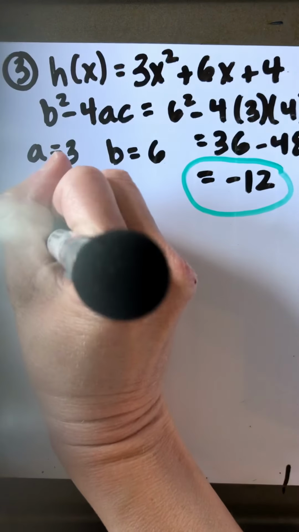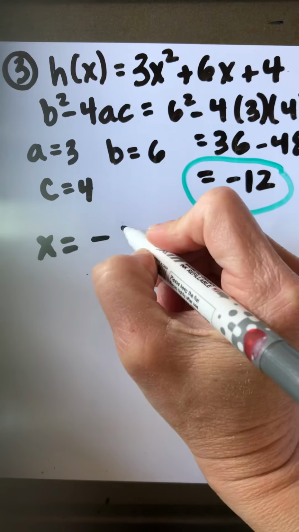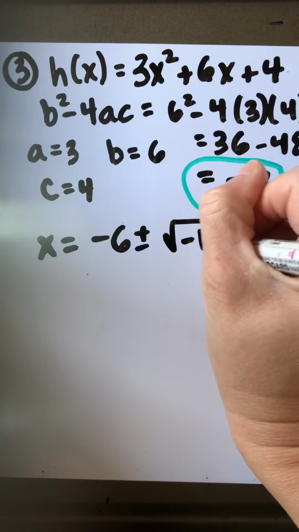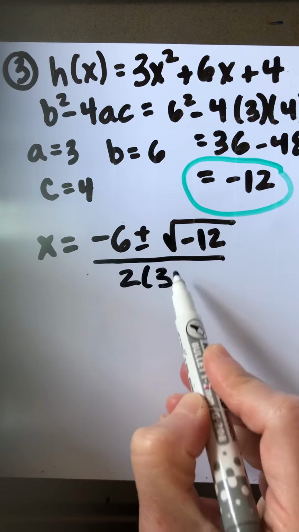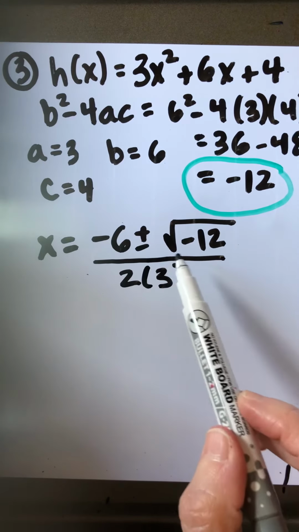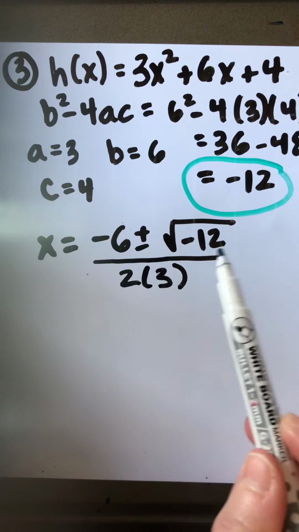So let's start with our quadratic formula here. x equals negative b plus or minus the square root of b squared minus 4ac all over 2a. I immediately look at this and I don't know about you, but I start to freak out because I'm looking at the square root and it's the square root of a negative number.